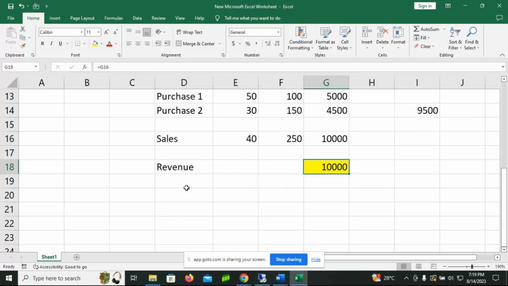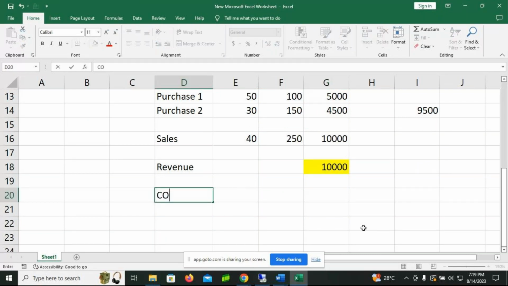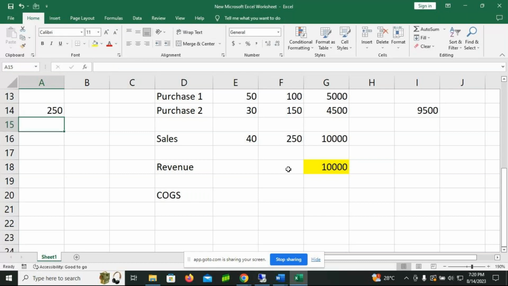Now, how am I going to calculate the COGS? Why? Because when I'm making the purchase, there are two different amounts that I have paid. In the first purchase, I have paid 100 rupees per book. In the second purchase, I have paid 150 per book. So which amount am I going to consider? 100 plus 150, it is 250. So I am going to divide 250 by 2, so 125. So I'm going to take the average value.